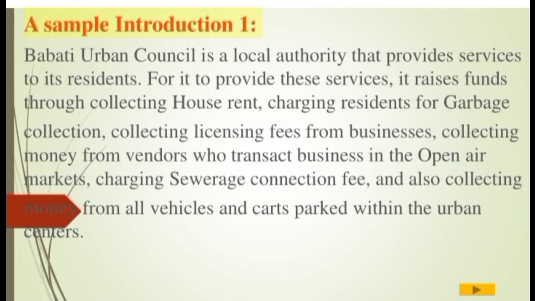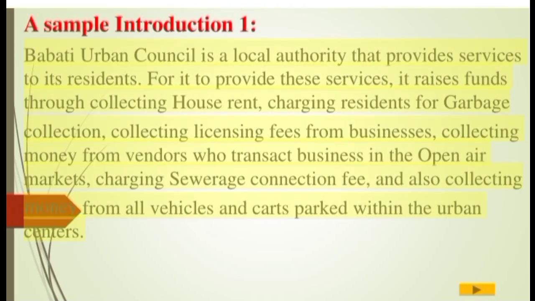A sample introduction 1. Babati Urban Council is a local authority that provides services to its residents. For it to provide these services, it raises funds through collecting house rent, charging residents for garbage collection, collecting licensing fees from businesses, collecting money from vendors who transact business in the open-air markets, charging sewerage connection fees, and also collecting money from all vehicles and carts parked within the urban centers.